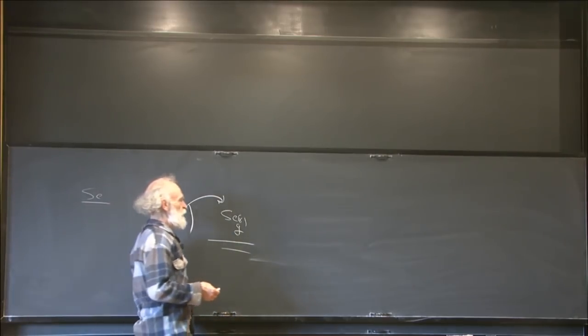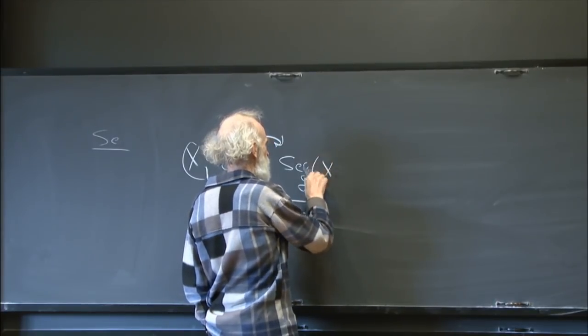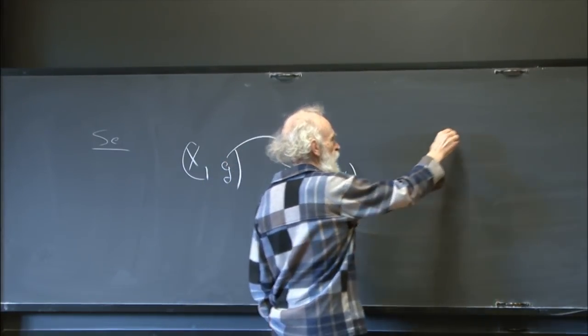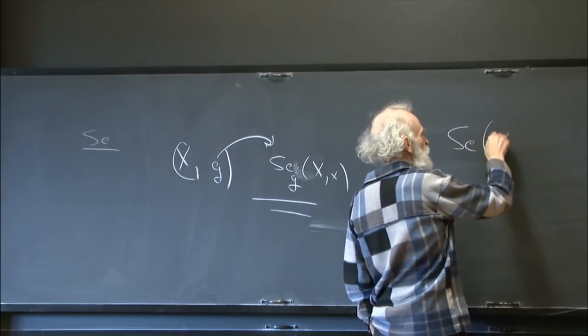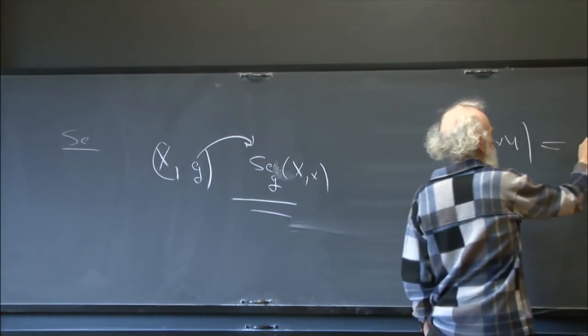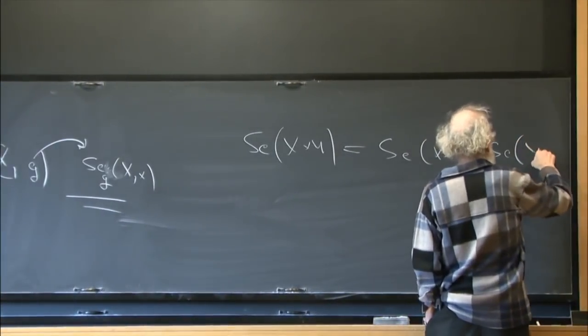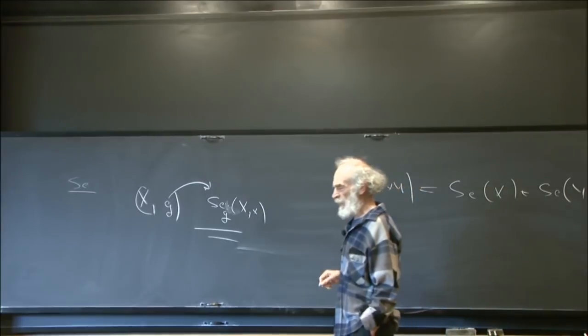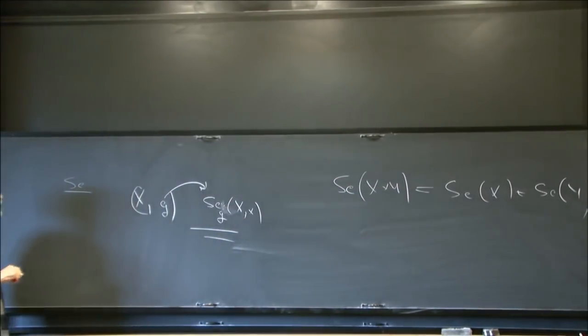And the basic property of this is additivity. The scalar curvature of X times Y equals the scalar curvature of X plus the scalar curvature of Y. This is an unquestionably very nice property. Nobody can argue. It's a very good property.